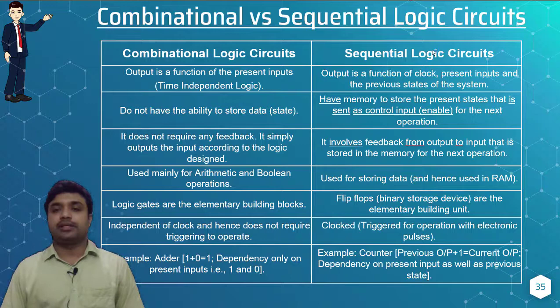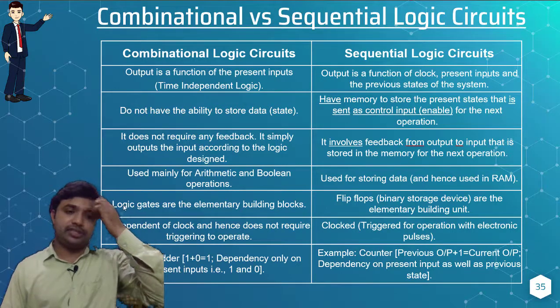Automatically that particular circuit is going to perform like a sequential logic circuit. The fourth is used mainly for arithmetic and boolean operations, that is the combinational logic circuits. And coming to the sequential logic circuits, they are used for storing data. Here we are going to make use of flip-flops, which is why it is not going to be useful for performing arithmetic operations.